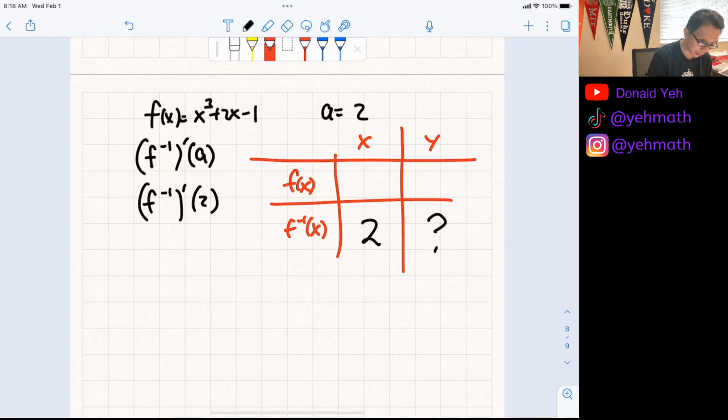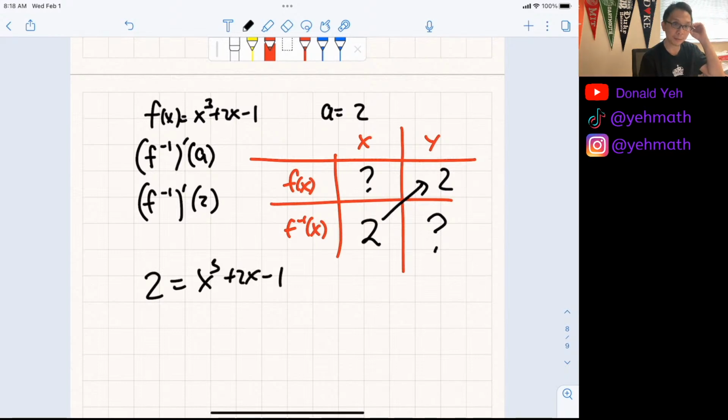And here's the question mark. But remember the coordinate swap, because if you take the inverse at the x value of 2, that means this is at 2, and this is the question mark. So if that's the choice, then y is going to be 2. Do you know how to solve this problem?